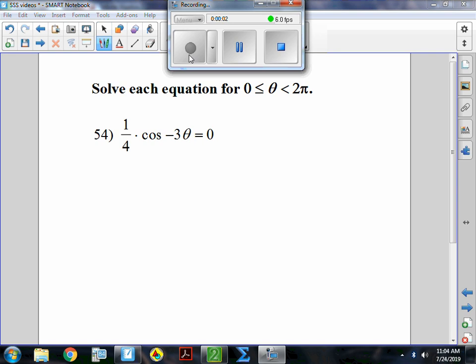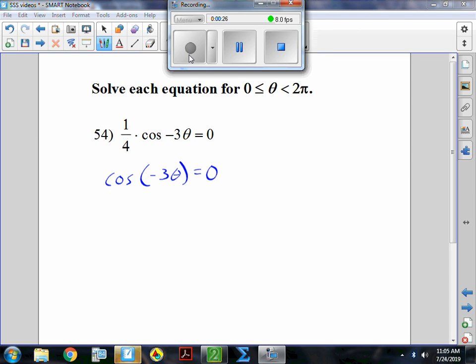Okay, number 54 in the summer skill set, sorry. If we multiply both sides by 4, we still get cosine of negative 3 theta equal to 0. 0 times 4 would be 0. 1/4 times 4 will be 1. 1 times cosine is cosine. So I want to figure out where the cosine is equal to 0.